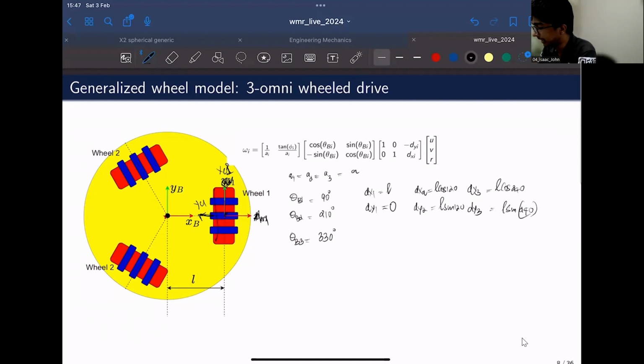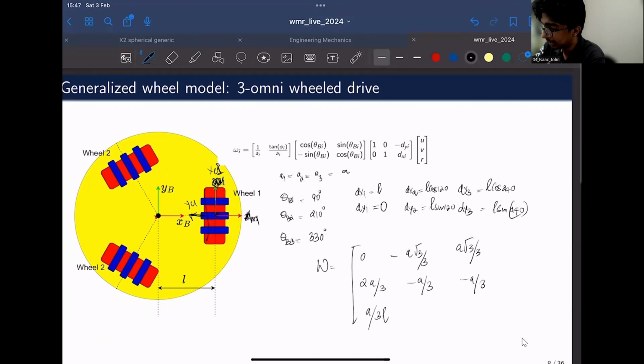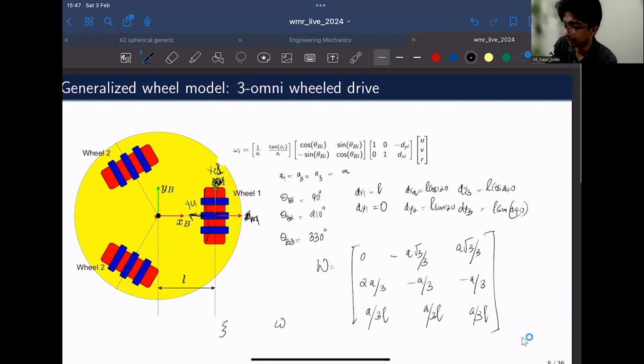And again, just like in the previous case, if you plug in all the parameters, you will get the wheel configuration matrix as 0, minus a root 3 by 3, a root 3 by 3, then 2a by 3, minus a by 3, minus a by 3, then a by 3l, a by 3l, a by 3l. So you can map the vector of input controls with a vector of all the angular velocities of the wheels using this wheel configuration matrix.